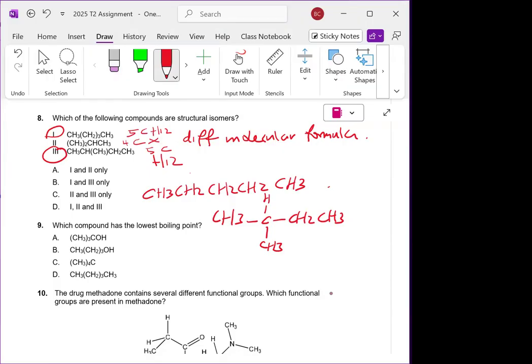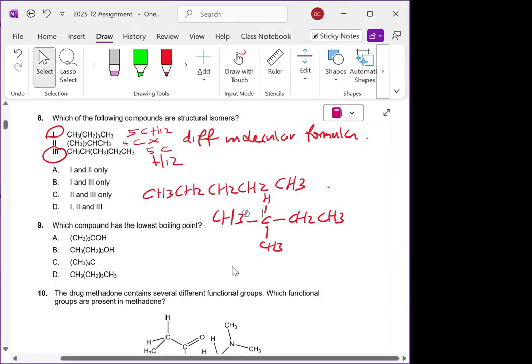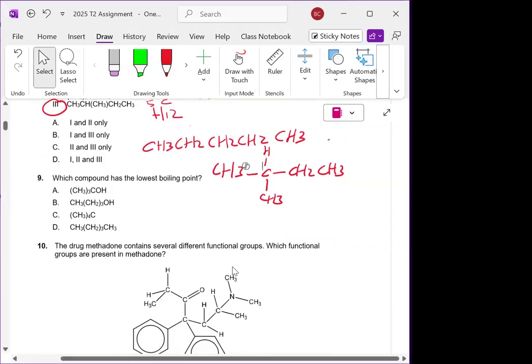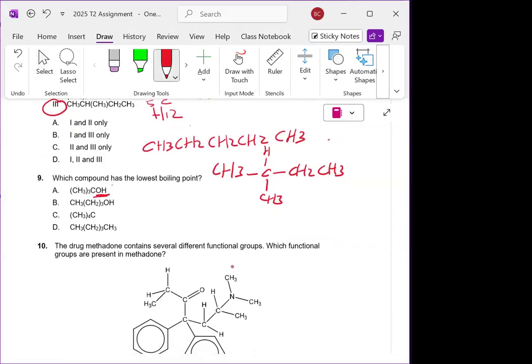Number 8 is 1 and 3. Number 9, lowest boiling point, we look at the intermolecular force. So we are seeing hydrogen bond here for alcohol. I'm seeing a hydrogen bond intermolecular force here. And over here, both of them are London dispersion force.